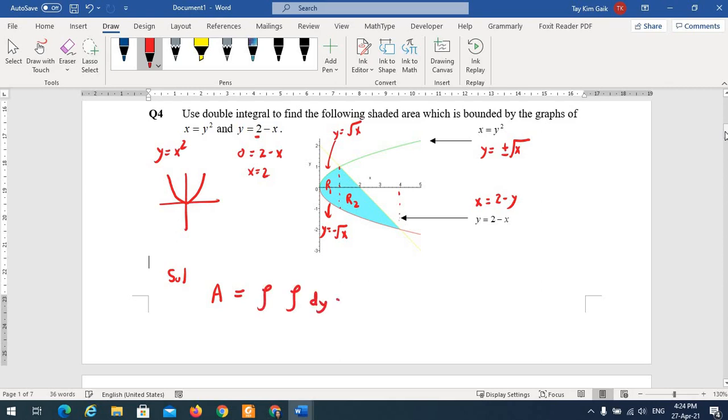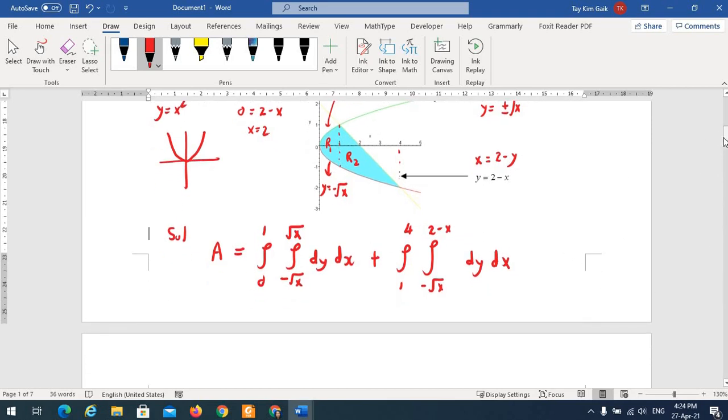This one is dy dx. Region 1: your limit of y is from negative square root of x up to positive square root of x, and the limit of x is from 0 to 1. Region 2: the limit of x is 1 up to 4. The lower limit is still negative square root of x, but the upper limit is 2 minus x, dy dx. This is for if you use dy dx.